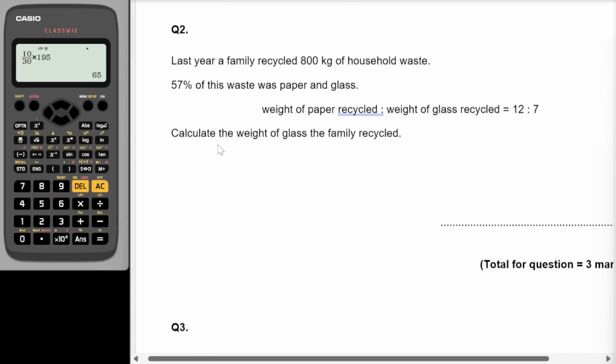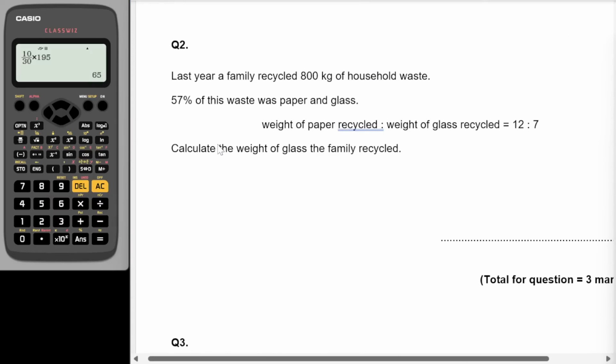Right, question 2. Last year, a family recycled 800 kilograms of household waste. 57% of the waste was paper and glass. The weight of paper recycled to the weight of glass recycled was 12 to 7. Calculate the weight of glass that the family recycled.